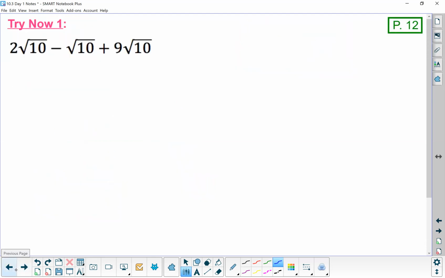All right, try now. So go ahead and simplify this expression completely.